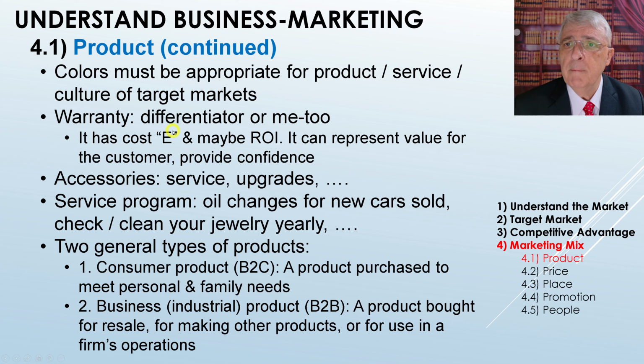A warranty can be a differentiator or a me too. So if your competitors are already offering a 5-year warranty and you offer a 5-year warranty, you're just doing a me too. You have to do it to meet competition. However, if your competitors are offering a 5-year warranty, say on the compressor of their refrigerator, and you come out and offer a 10-year warranty across the whole refrigerator, that's something that people are going to notice.